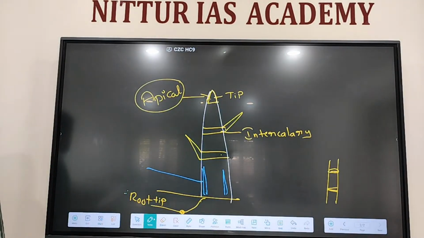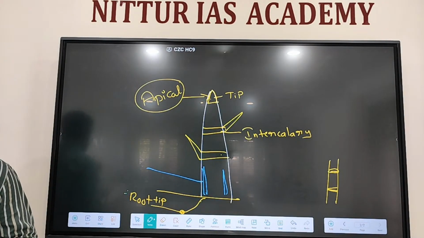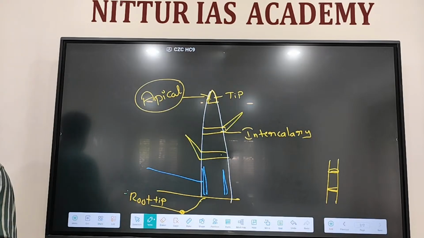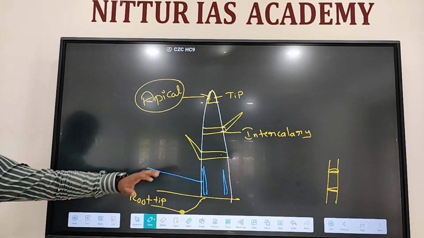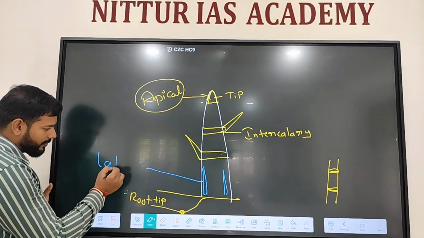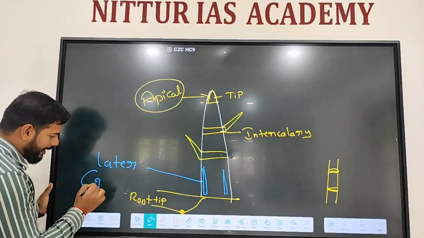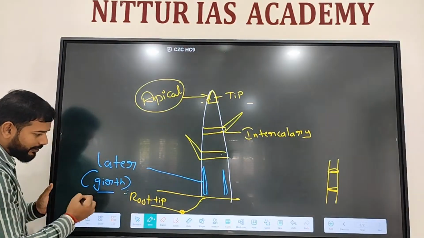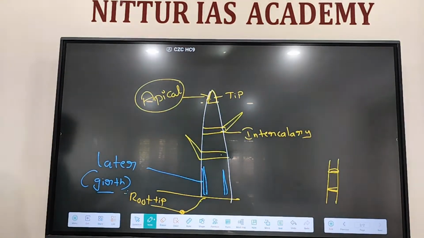Then for the lateral growth, means the plant in the garden might be 10 centimeter in diameter. After a few years, the diameter will be increased, right? The growth, lateral growth. The tissue which helps in lateral growth is lateral meristem. Girth of the plant will be increased. Girth is increased, lateral meristem.